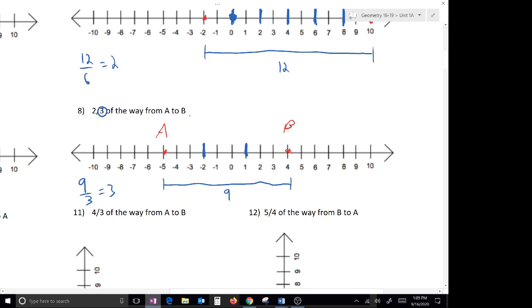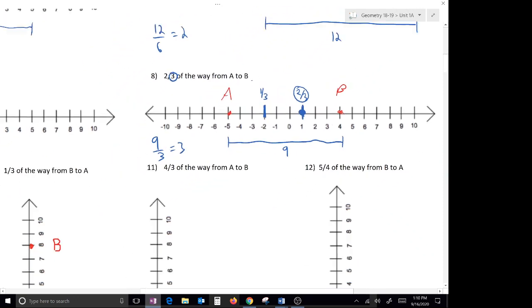Okay. So 1/3 of the way would be at -2, and 2/3 of the way, going from A to B, would be at 1. So that's our answer. It would be 1.